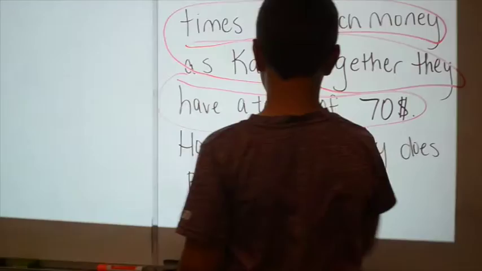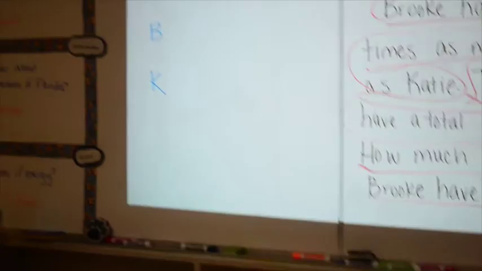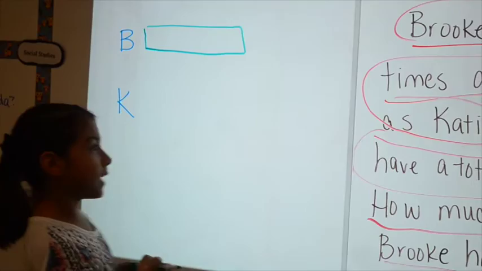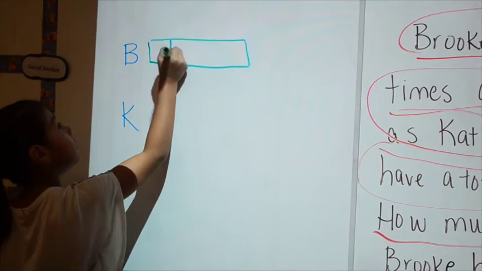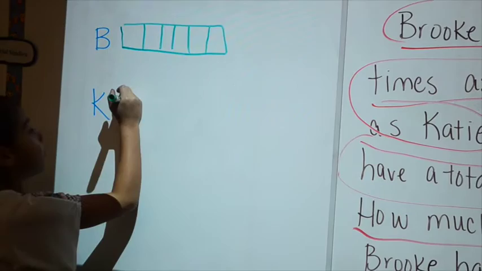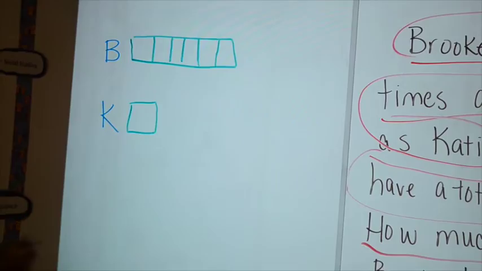Okay, good. We're going to use a comparison model to figure out Brooke and Katie. Go ahead, Ariana. So we're going to draw our bar model. And we're going to draw Brooke and Katie. Because it says Brooke has 6 times as much money as Katie. So we're going to put 6 boxes. Good. How many boxes does Katie have? And we're just going to put 1 box for her. Right. And then total, what's the total value of both of them? $70. The total is $70.